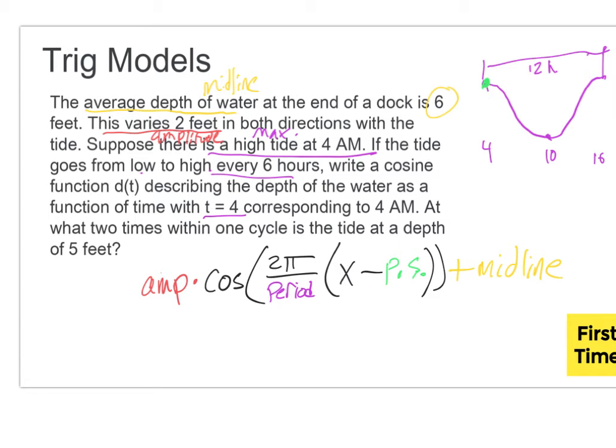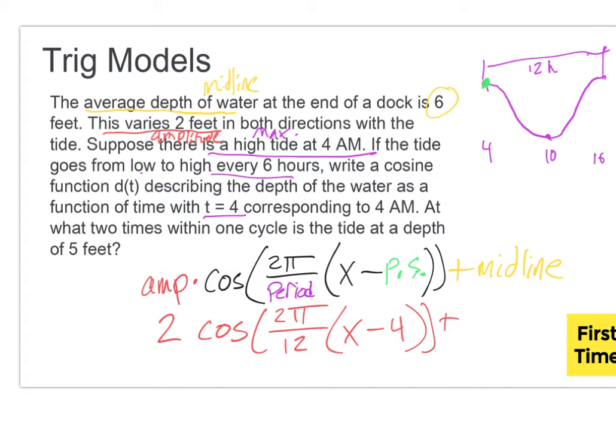So in terms of this equation, we're going to have 2 cosine 2 pi over 12 for the period, x minus 4 for the phase shift, and then plus 6. That would do that for us. We're being asked to figure out where this is at 5 feet. You could plot this on Desmos and get that answer pretty quickly.